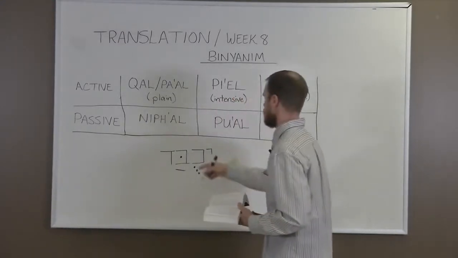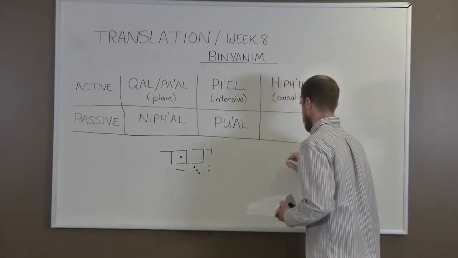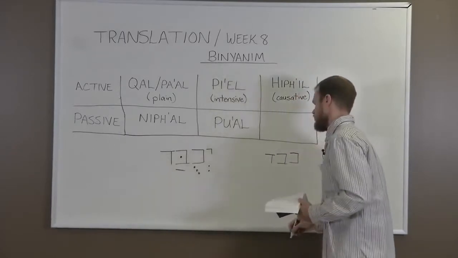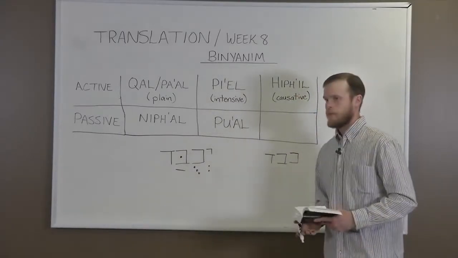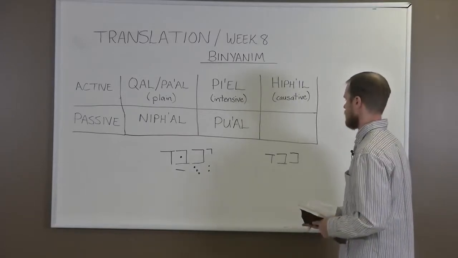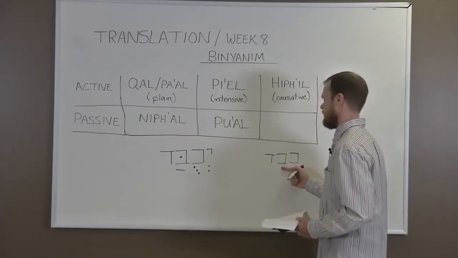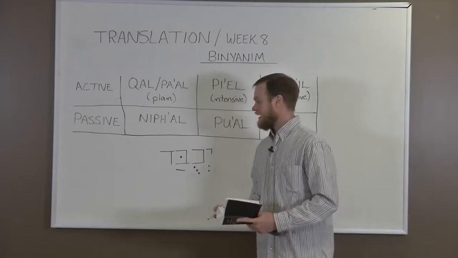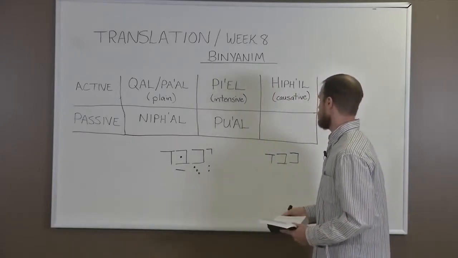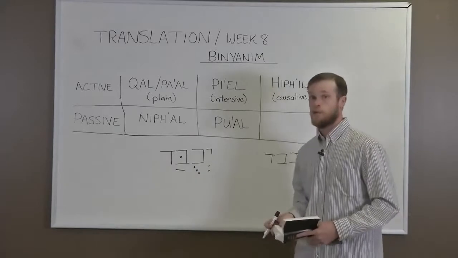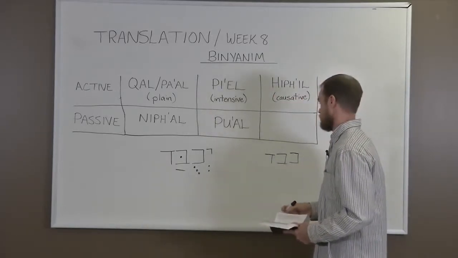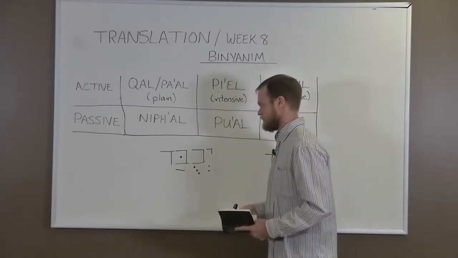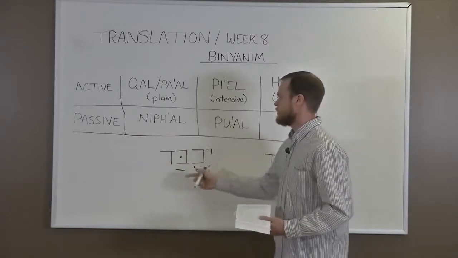Yekhubad. So the root of this is Kaf Beit Dalet. And this has sort of two meanings. The basic meaning is to be heavy. Pharaoh's heart was made heavy at one point, or hardened. But the other meaning, which has to do with weight, but in a more metaphorical sense, is to give honor. Or glory is another translation. So yekhubad.